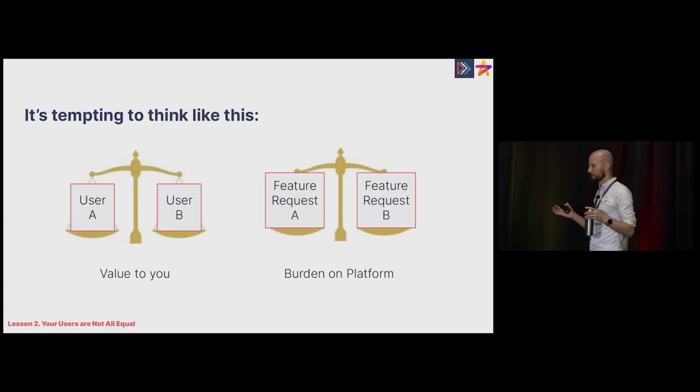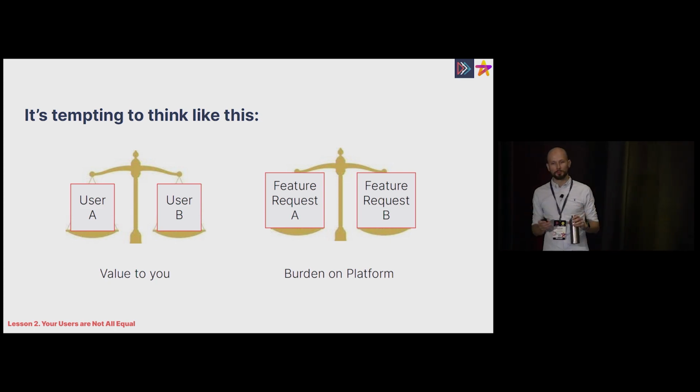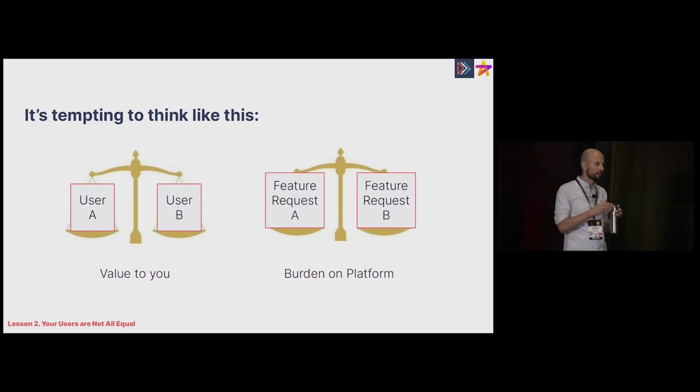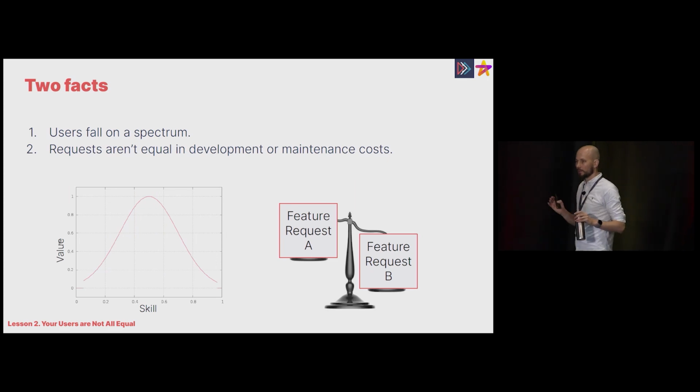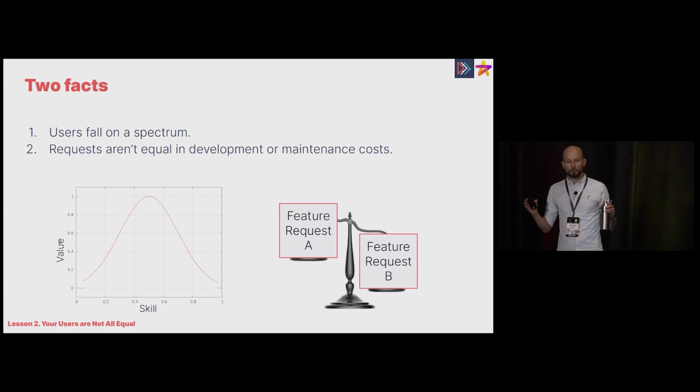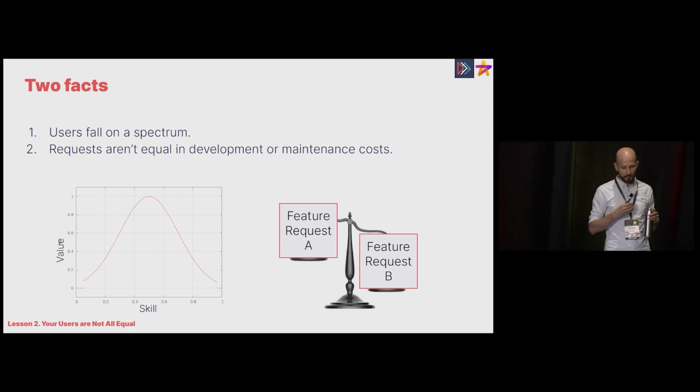Because especially as an engineer, it's very tempting to think that all your users are equally valuable to you, and all their feature requests are also equally burdensome on your platform in terms of development and maintenance cost. That's kind of not true, right? Your users fall on a spectrum, right, in terms of value and skill set. So maybe this normal plot should actually be three-dimensional.